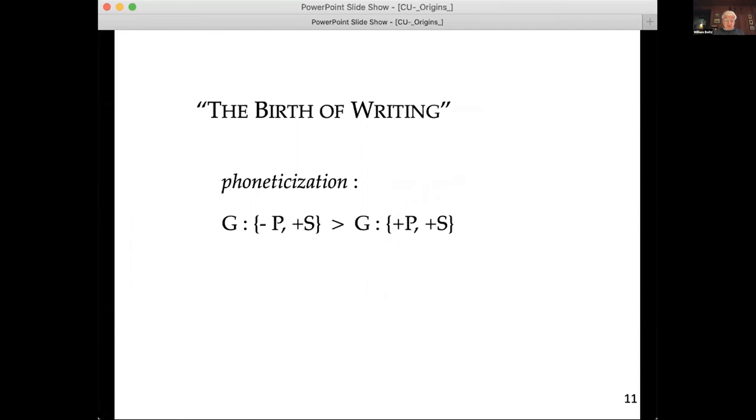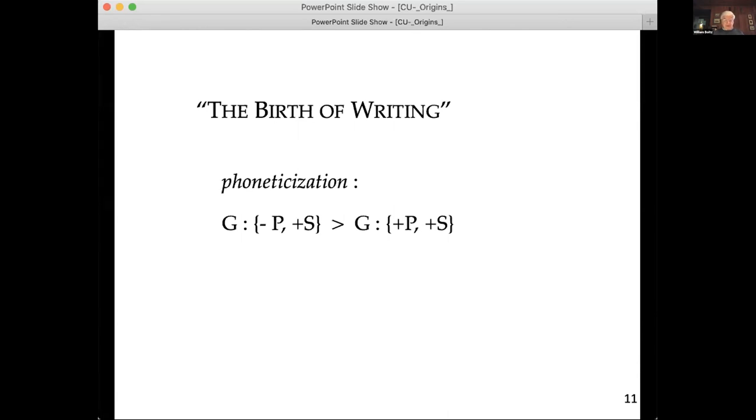To be sure, it's not necessary, and it's even very unlikely, that all of the graphs in a precursor non-glottographic marking system were phoneticized at the same time. In all likelihood, this was a gradual process, graph by graph, or category of graph by category of graph. Numbers, proper names, names of commodities, things like that.